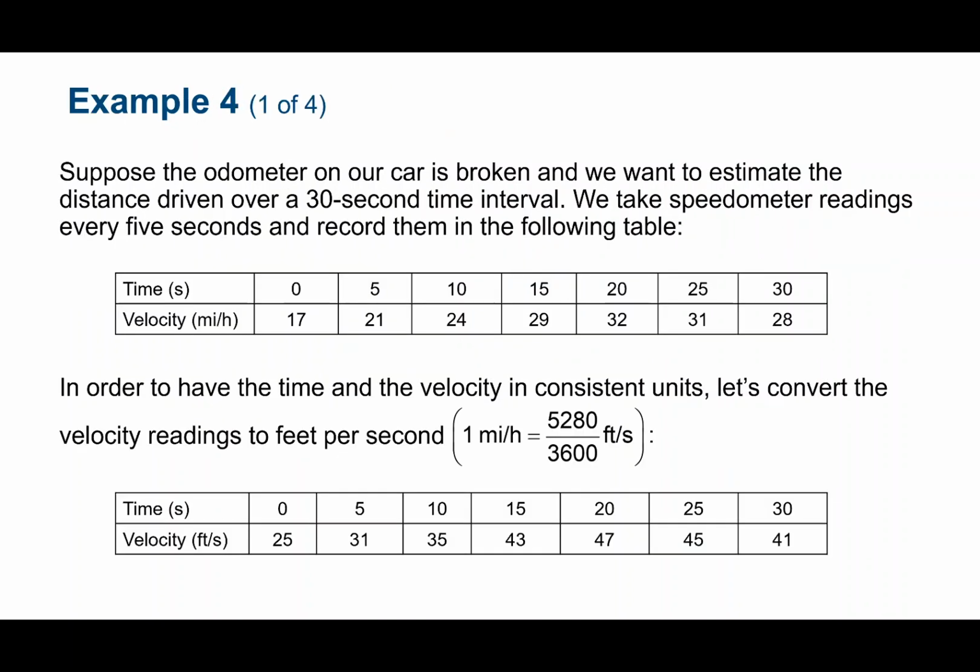So let's look at an example. We want to estimate the distance driven over a 30-second time interval, and we're supposing our odometer is broken on our car. We're going to take speedometer readings every 5 seconds. And we make this table so at time 0, when we start keeping track of things, we're going 17 miles an hour. After 5 seconds, we're going 21 miles an hour. After 10 seconds, we're going 24 miles an hour, and so on.